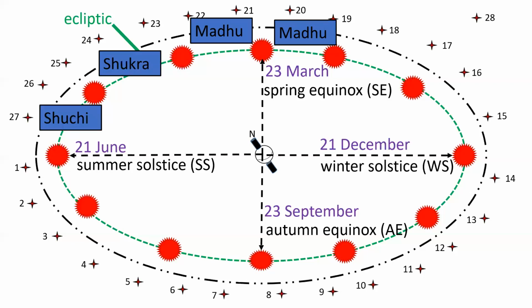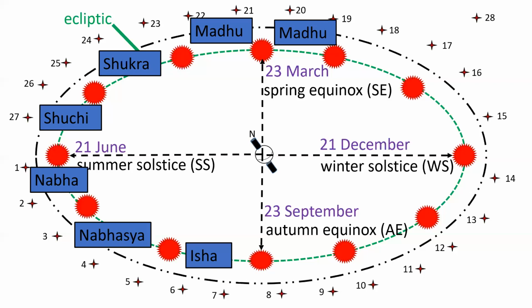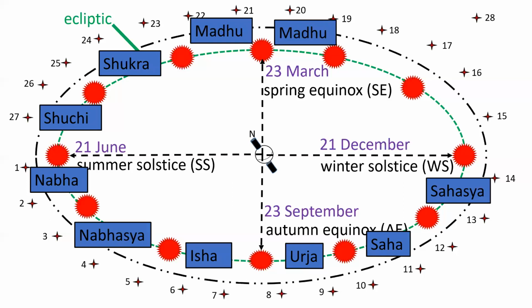Let's go further. The next two solar months, Shukra and Shuchi, are the solar months of Grishma Ritu. All right, let's go further. Next two months, Nabha and Nabhasya, are the solar months of Varsha Ritu. Then the next two, Isha and Urja, are the two solar months of Sharad Ritu. Then Saha and Sahasya are the solar months of Hemanta Ritu. And finally, Tapa and Tapasya are the two months of Shishira Ritu.